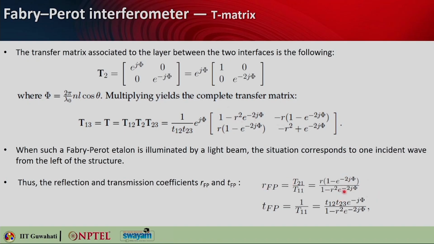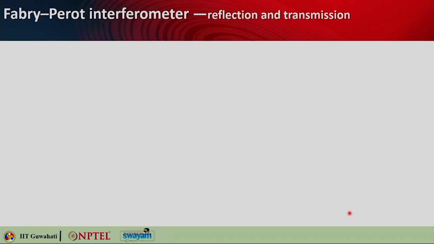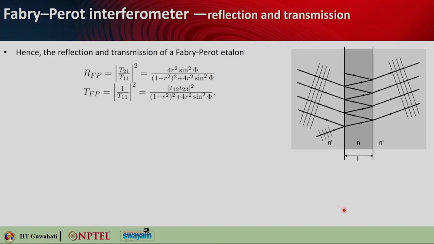So this becomes your reflection coefficient, and T will be like this, 1 over T11. You put all these values here, this is what you get, very simple. So this is how you can get the reflection and transmission coefficient. Obviously, it is easy to find out the reflectance and transmittance as I mentioned. It will be the square of the reflection coefficient, and also the square of the transmission coefficient. Here the final medium and initial medium are the same, so that ratio will be 1.